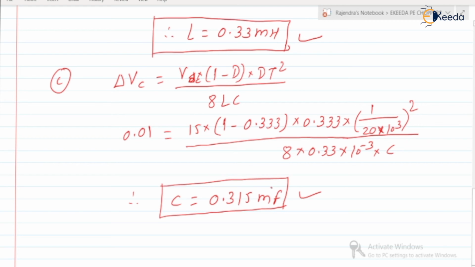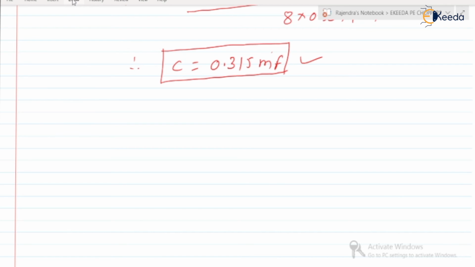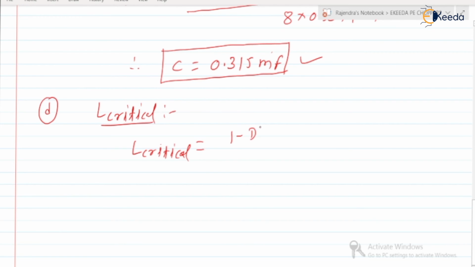Next, the critical value of L and C at load resistance of 500 ohm. So L critical and C critical we need to find. Last bit. For finding the L critical, we have the expressions for L critical and C critical. What is the L critical? L critical is equal to 1 minus D into R into T divided by 2.